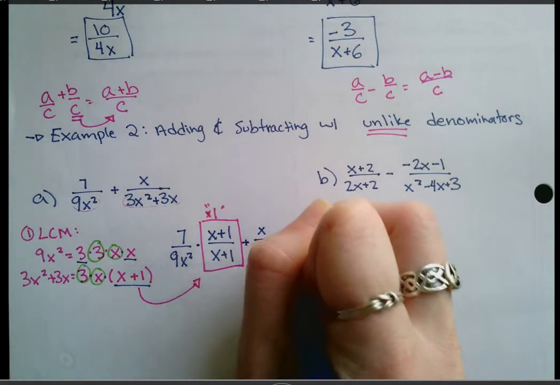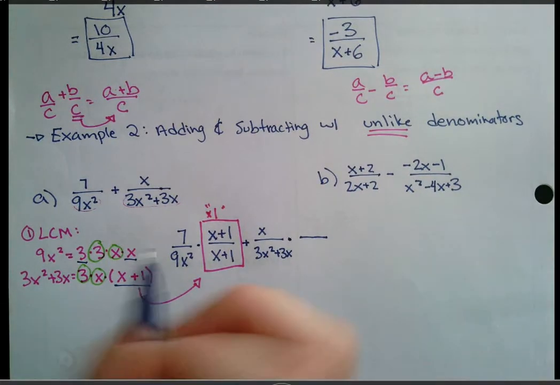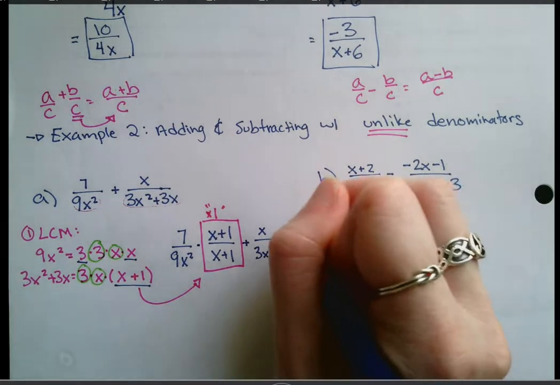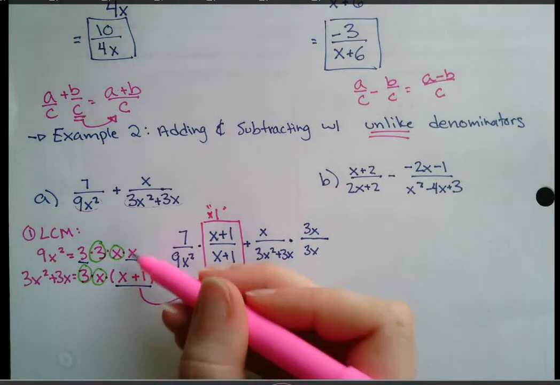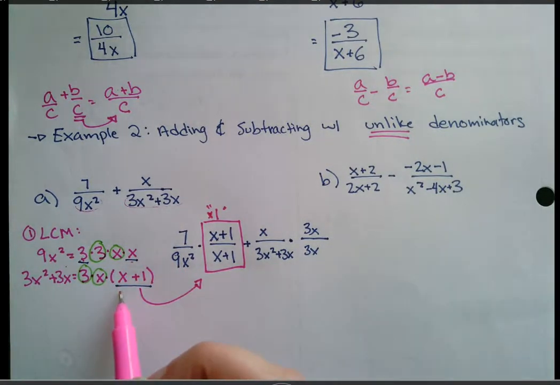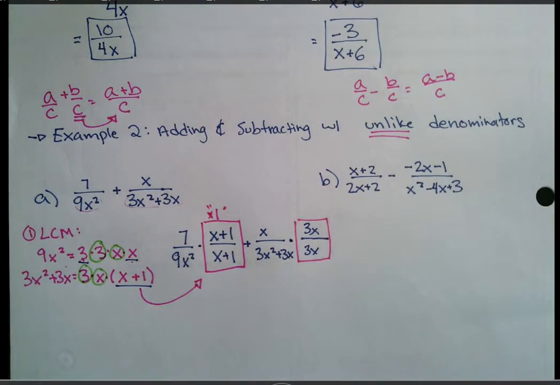3x, but now it's going to be times... well, it's missing the 3 and it's missing an x, so 3x and 3x. We're still just looking at that other denominator and saying, okay, what does this have that this one didn't? That is what I multiplied by.